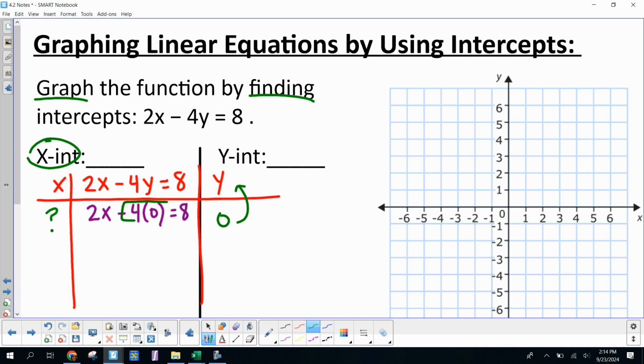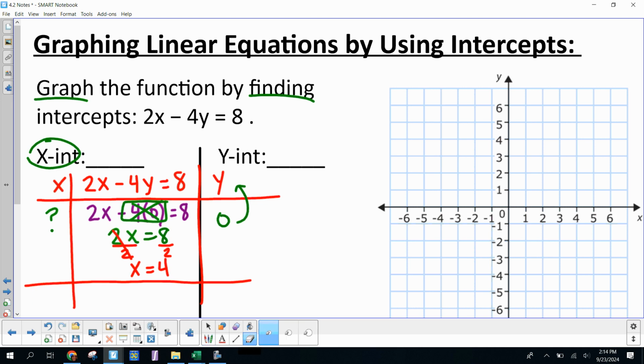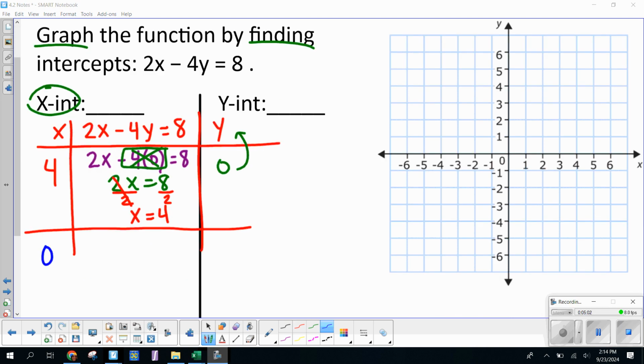Hopefully we know here that -4 times 0 makes 0. So I'm left with 2x equals 8. And all I have left to isolate is just that x. So I'm going to divide by 2. And I get that x equals 4. So that is my x-intercept. So go ahead and pause the video and try to find the y-intercept, and then I'll put the answer up for you to double check your work.